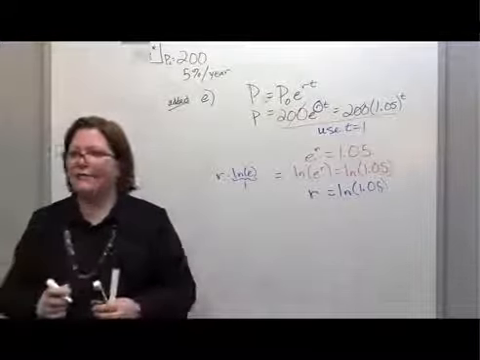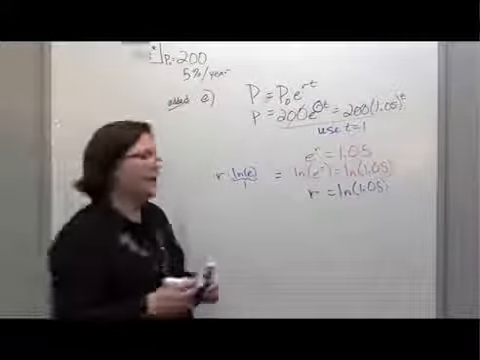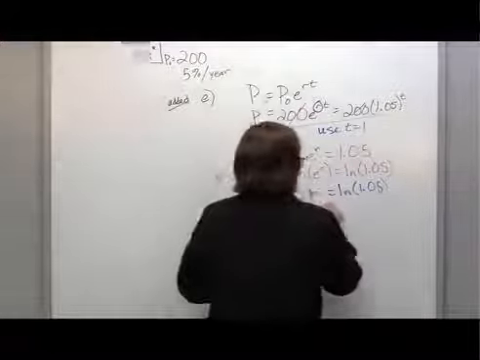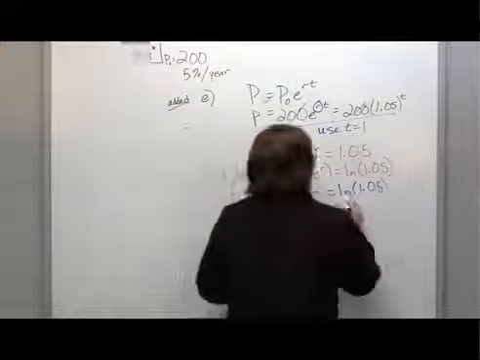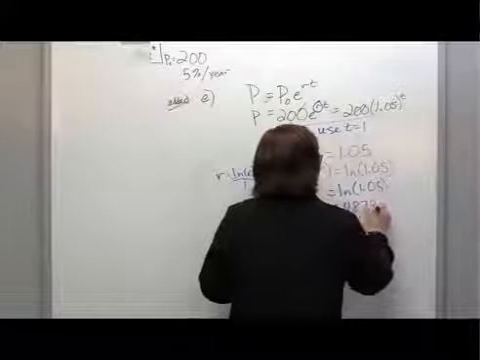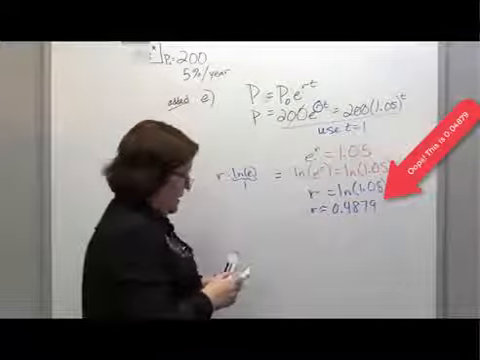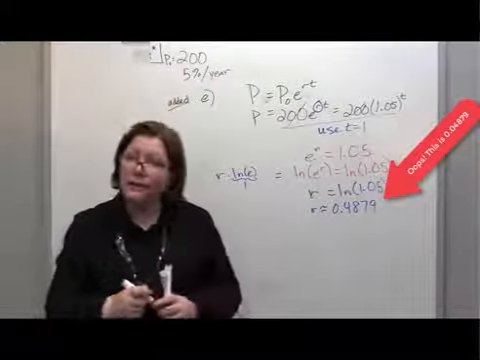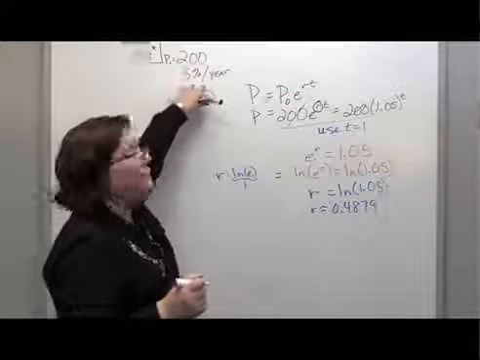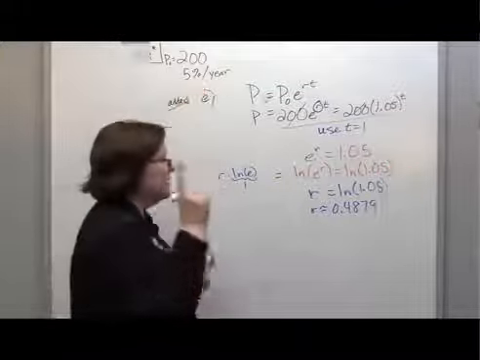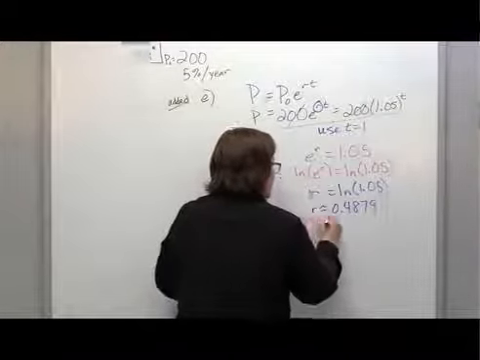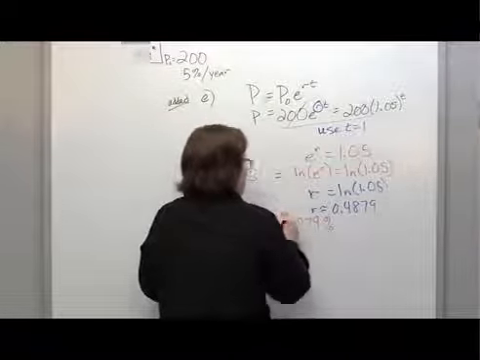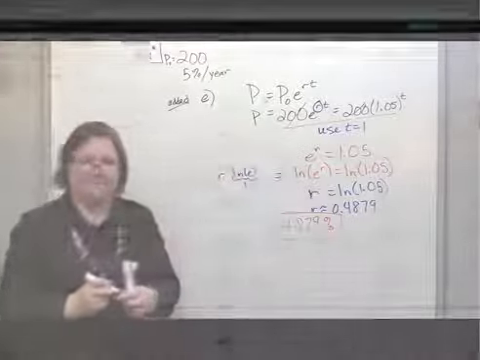Again, that's the exact value. Going to a calculator, we get r is somewhere around 0.04879. So what this means is that the continuous growth rate, instead of 5% per year, is 4.879% for our continuous growth rate.